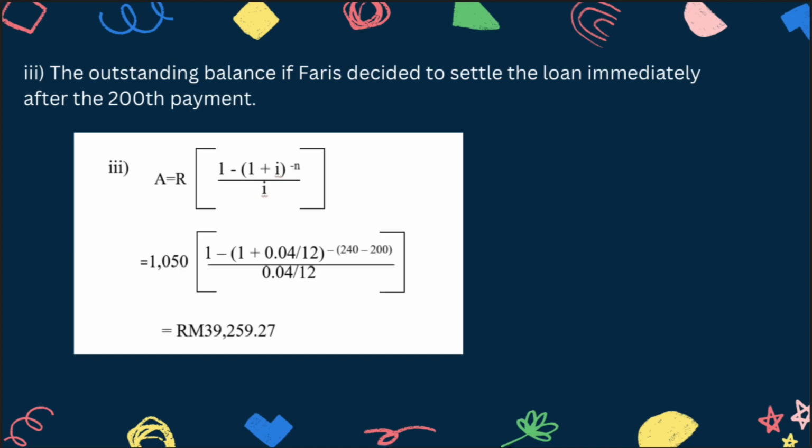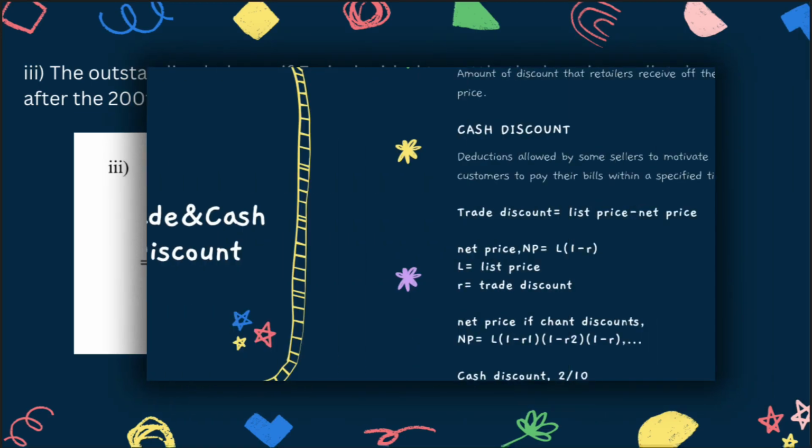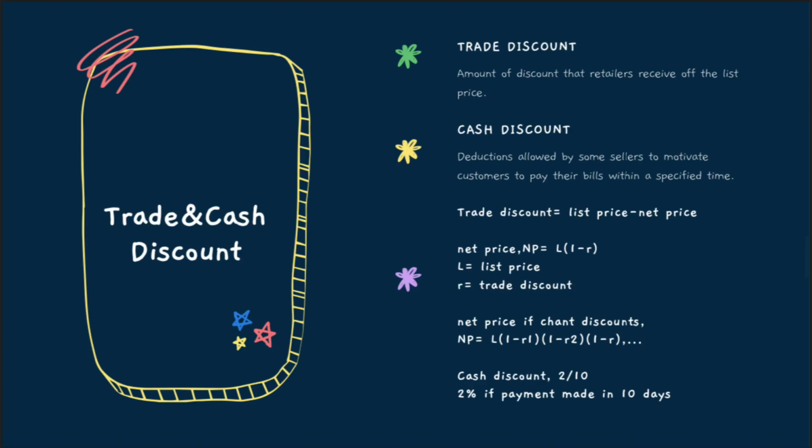And for the last question, we have to find the outstanding balance if Faris decided to settle the loan immediately after the 200th payment. For this question, we can use the present value formula again, but unlike the first question, after adding information to the formula, you have to subtract the N with 200, which is 240 minus 200. With that, we can get the outstanding balance, which is 39,259.27.